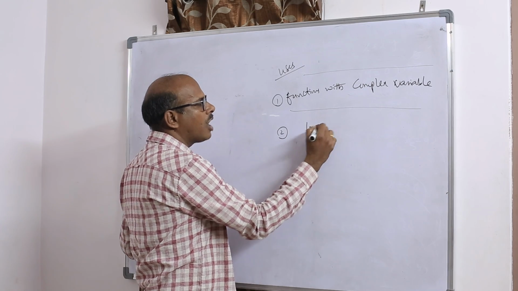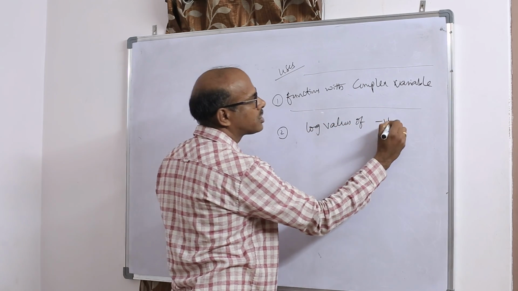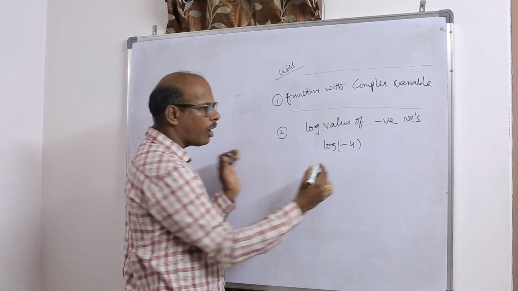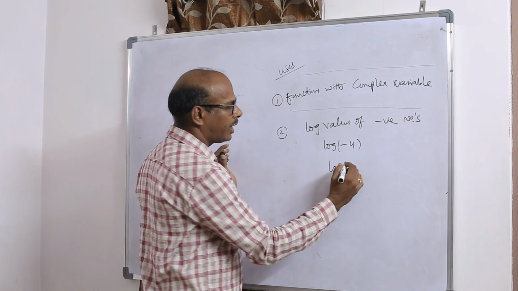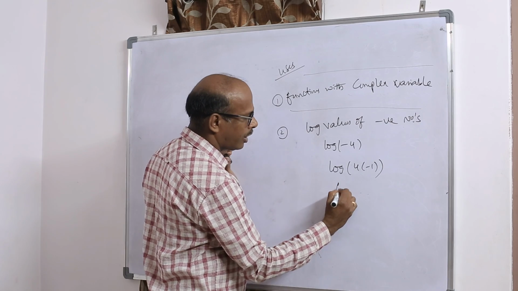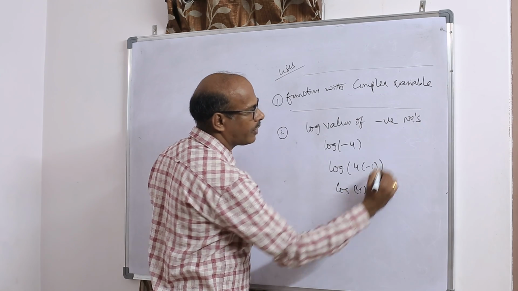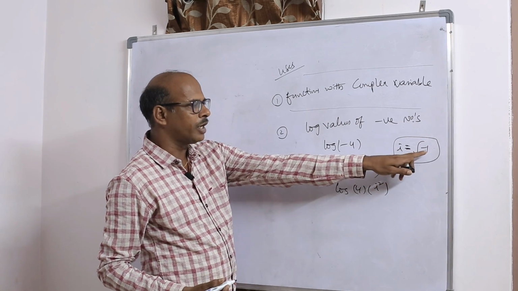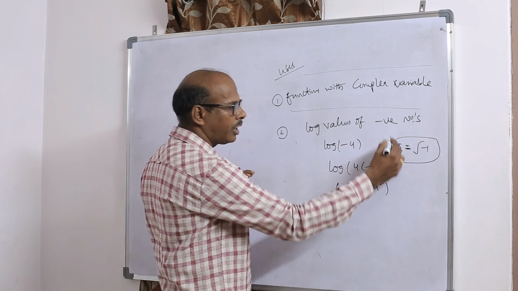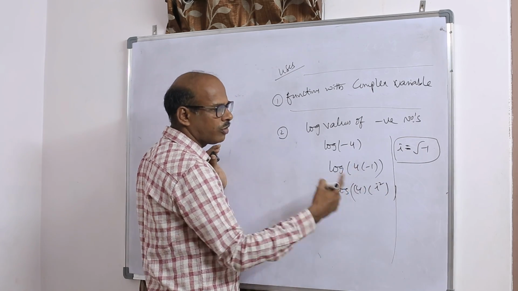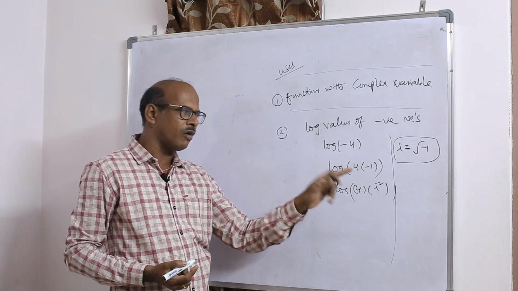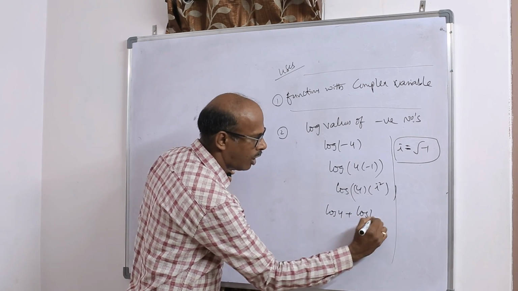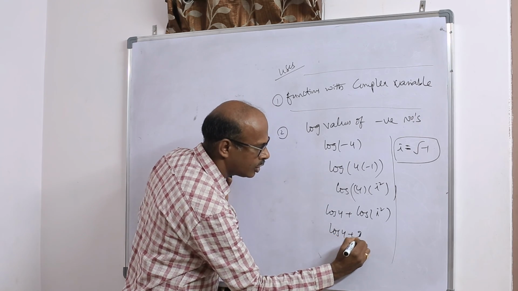Next, log values of negative numbers. At present, in the real system, there is no value for log of minus 4. By knowing complex numbers, we can find log of minus 4 by writing it as log of 4 into minus 1, with minus 1 as i square, because i is root of minus 1, a special unit called iota. All integral powers are allowed. So since log AB is log A plus log B, it will be simplified like this: 2 log i.